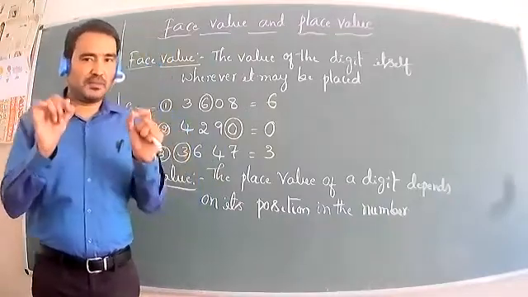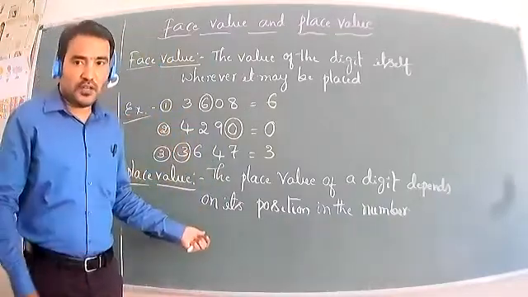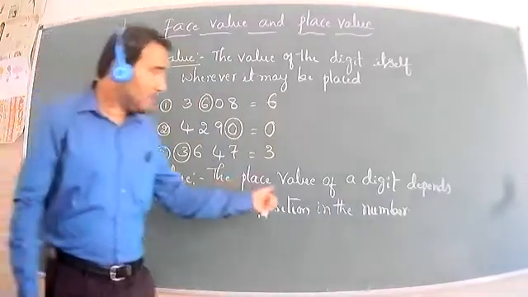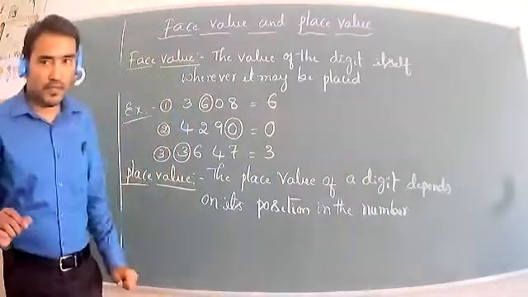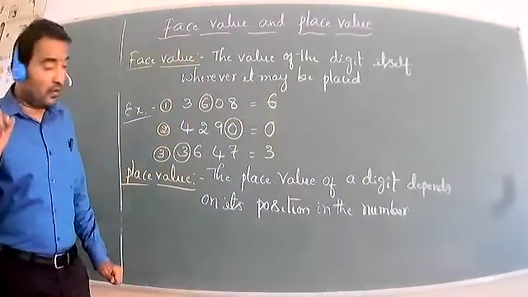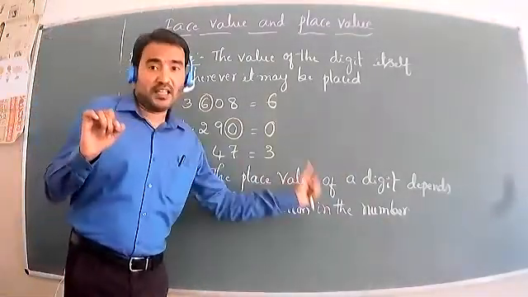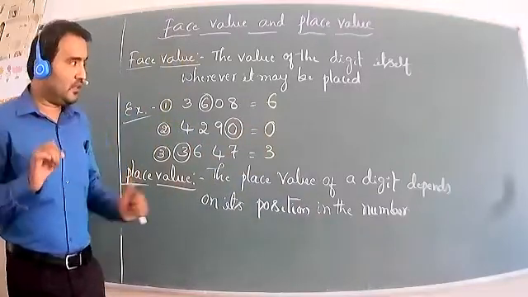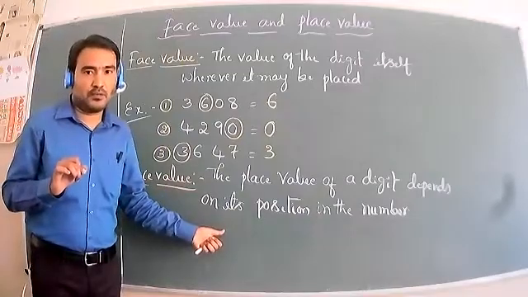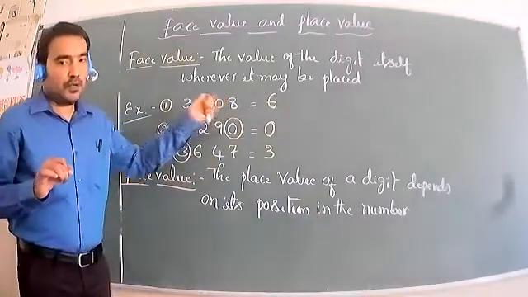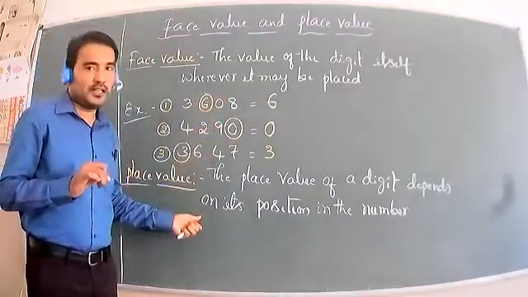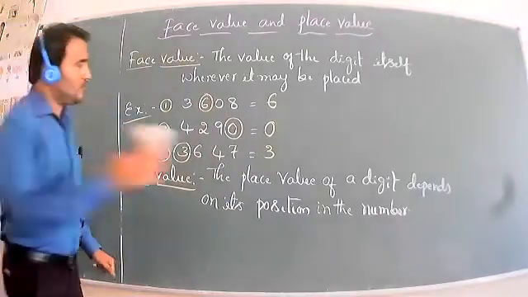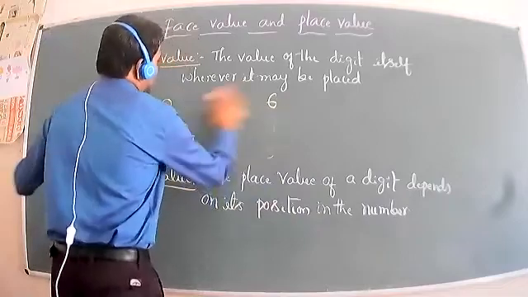I will explain it easily so we can understand the definition of place value. Once again, the place value of a digit depends on its position in the number. Now I will go for the examples. Did you understand face value? I will rub out the face value and write the examples of place value. Now go for the examples of place value.